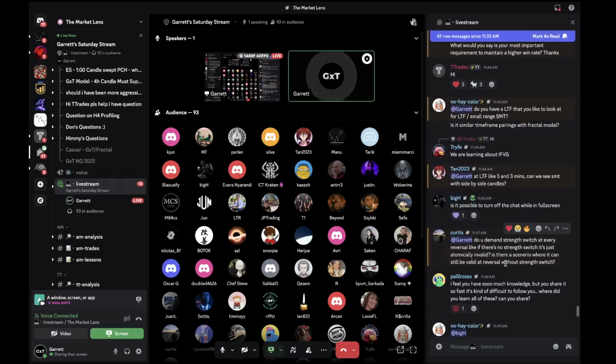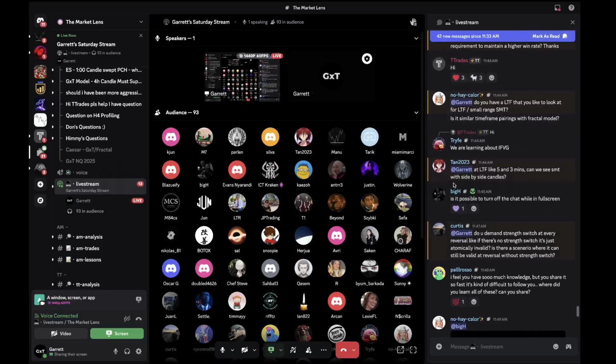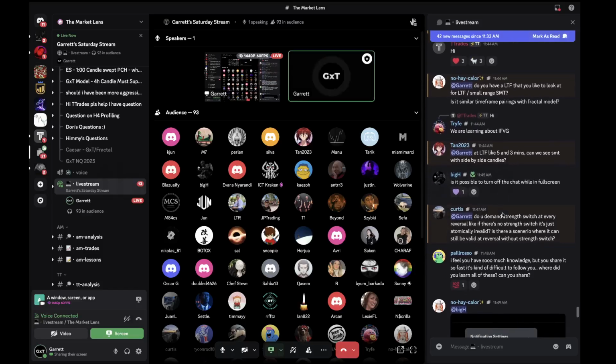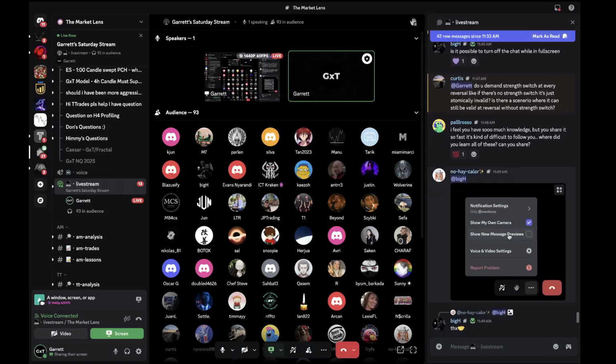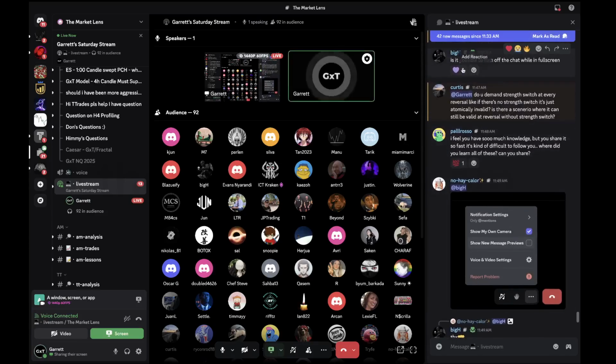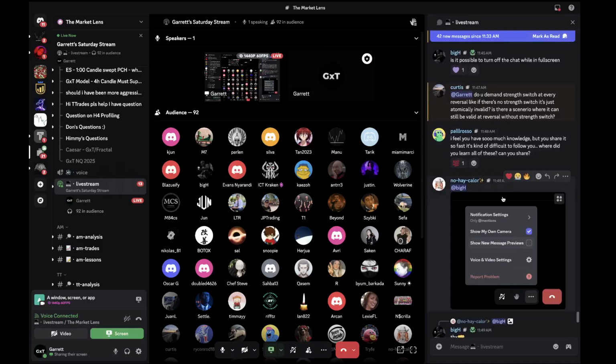It is possible to turn off the chat while in full screen. How do you do that? I'm a bot, bro. Notification settings, show my own camera. Oh, he's asking that. Okay.